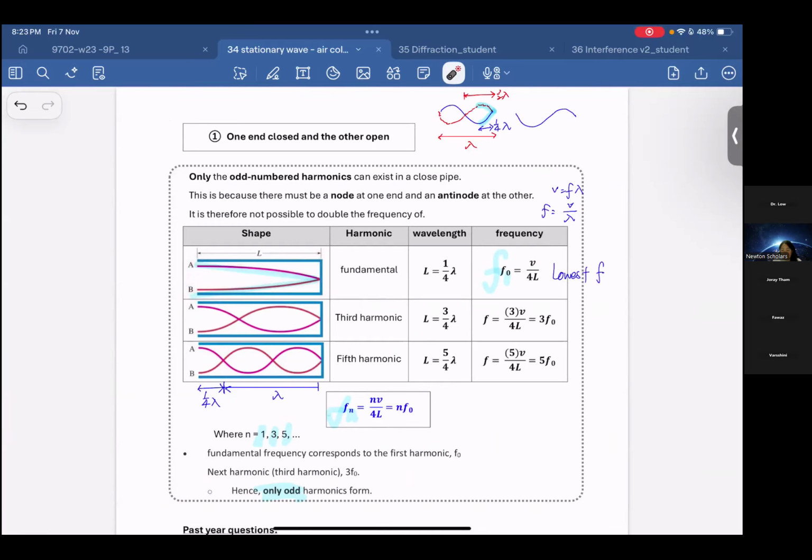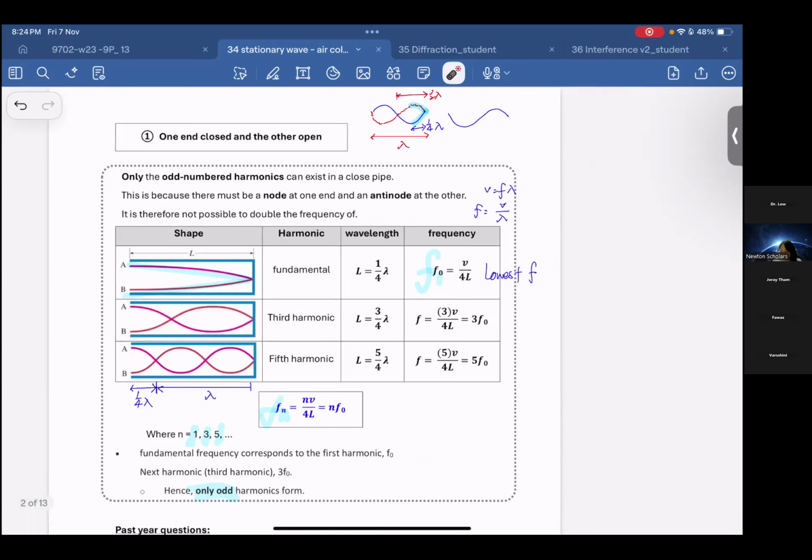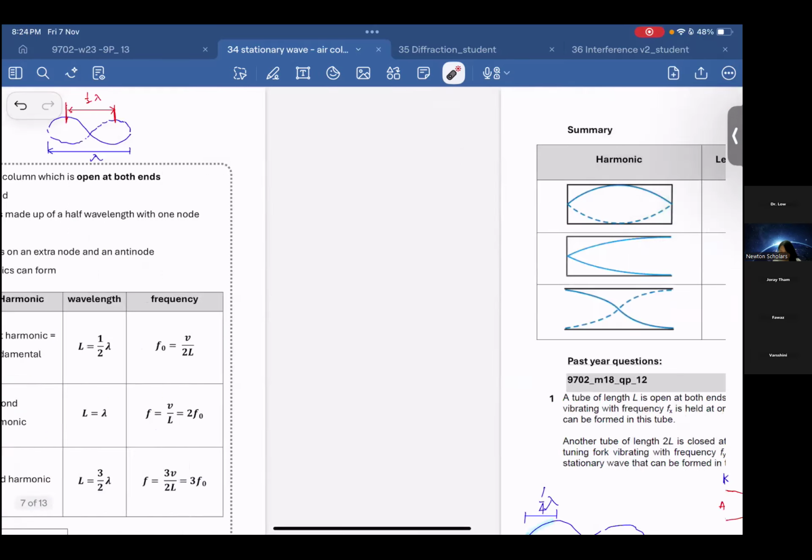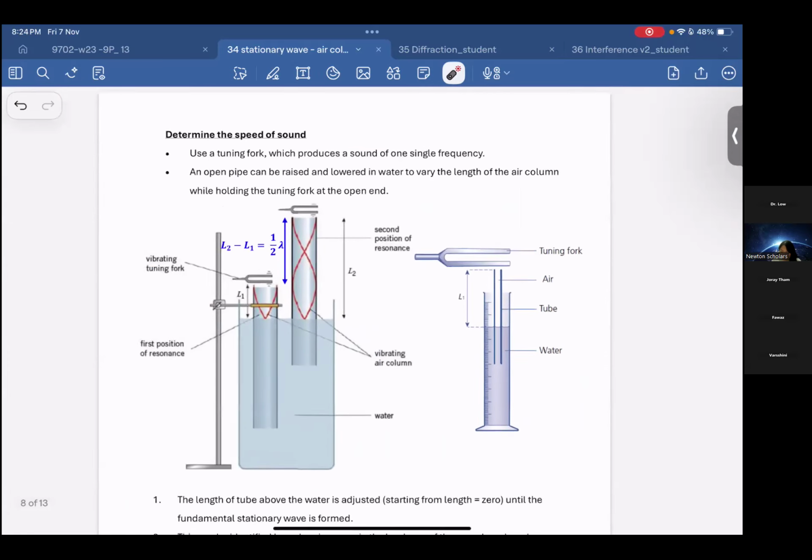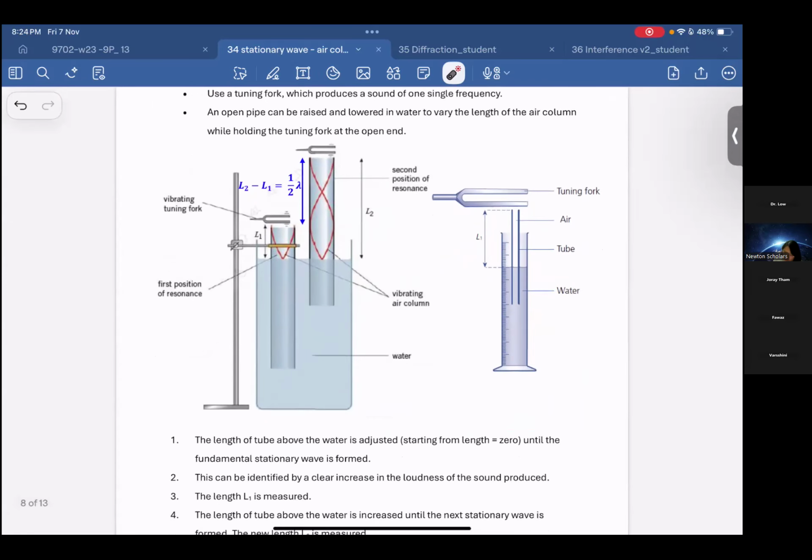After that, they adjust until they get another, second stationary pattern. So they will get this pattern. From here to here, antinode to antinode, how many wavelengths? Half wavelength. So using your L2, the length, minus your L1, you get half wavelength.